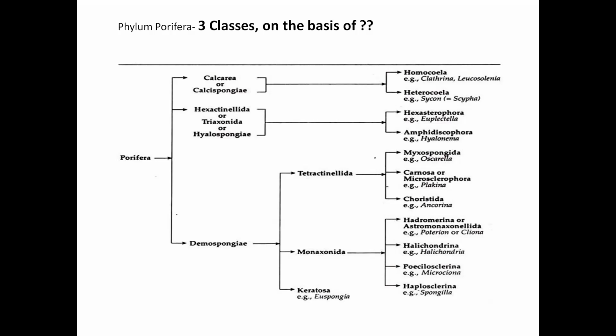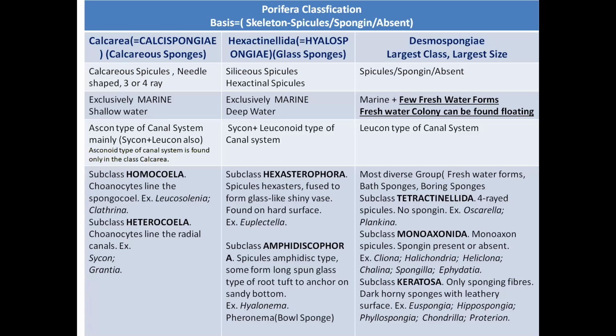Now, Calcarea is further divisible into Homocoela and Heterocoela. Hexactinellida is further divisible into Hexasterophora and Amphidiscophora. And Demospongia is divisible into Tetraactinellida, Monoaxonida, and Keratosa. So we will see the classes of Porifera in detail.